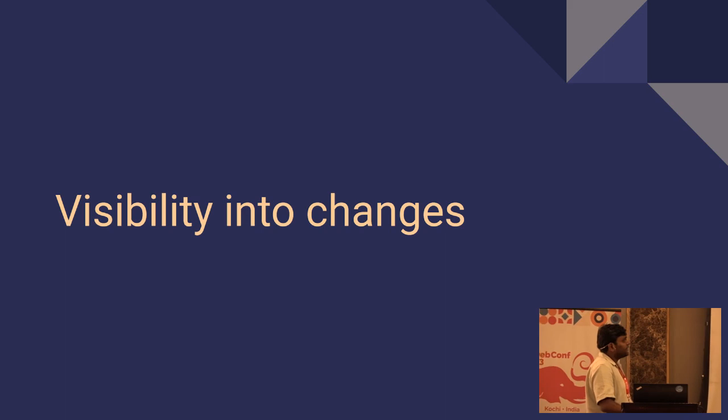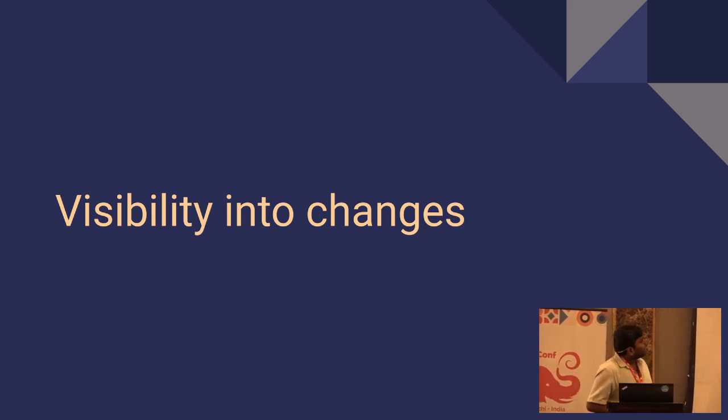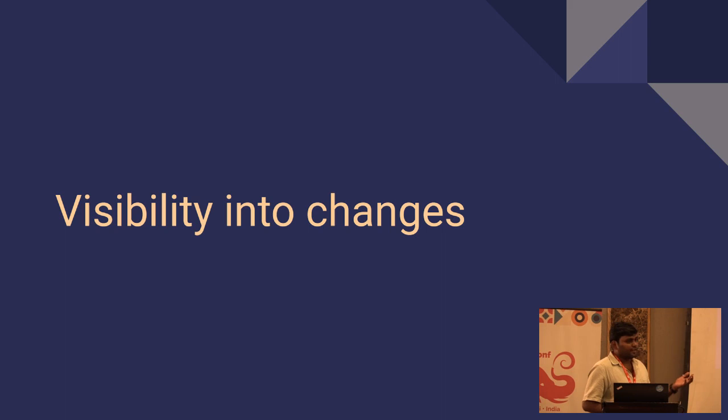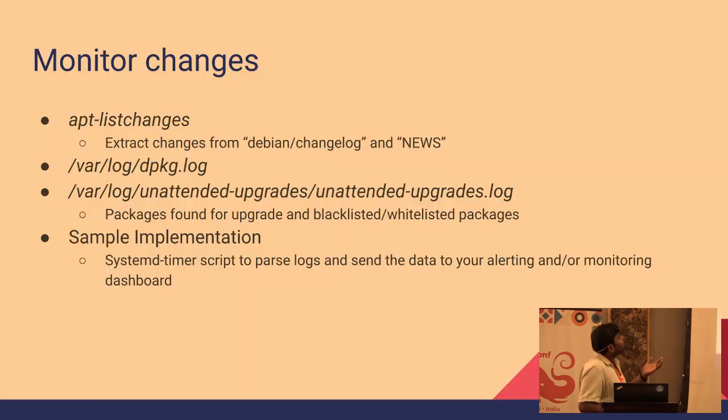So how do we go about looking at the changes that have happened in your system? We can use apt-listchanges, which lets you get the changes of the packages from the Debian changelog and the news file. You can also look at the dpkg log to see what all packages got updated and what all packages got triggered because of one package update. And you have the unattended-upgrades log, which tells you which packages it has found for upgrade and which it has blacklisted and whitelisted.